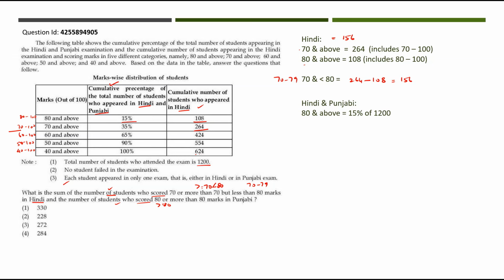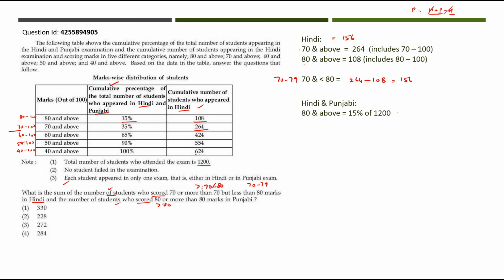And the next clue that we have is, if they have appeared in Hindi, they would not have appeared in Punjabi. You will easily get Punjabi from Hindi plus Punjabi minus Hindi. So Hindi plus Punjabi is column 2, Hindi is column 3. When you subtract these two column values, automatically you will get the count of Punjabi. This is the logic we are going to apply here now.